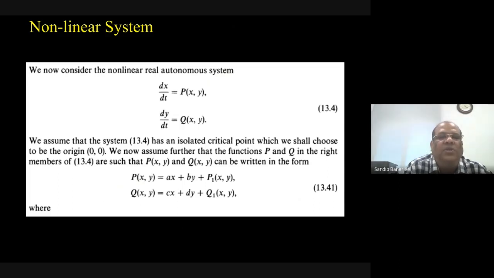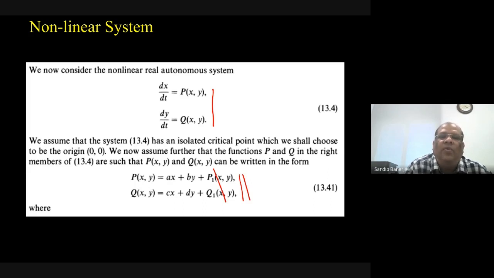So how is that possible? It is possible by this theorem. You can see that this is your nonlinear system. Then you write it in this form, which is the linear part plus the nonlinear part. And then you ignore this part and you do all your stability analysis on this linear part.